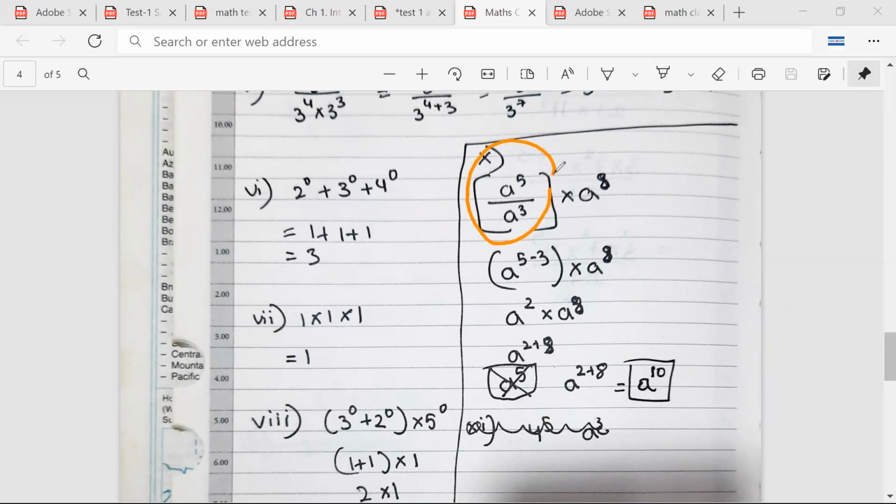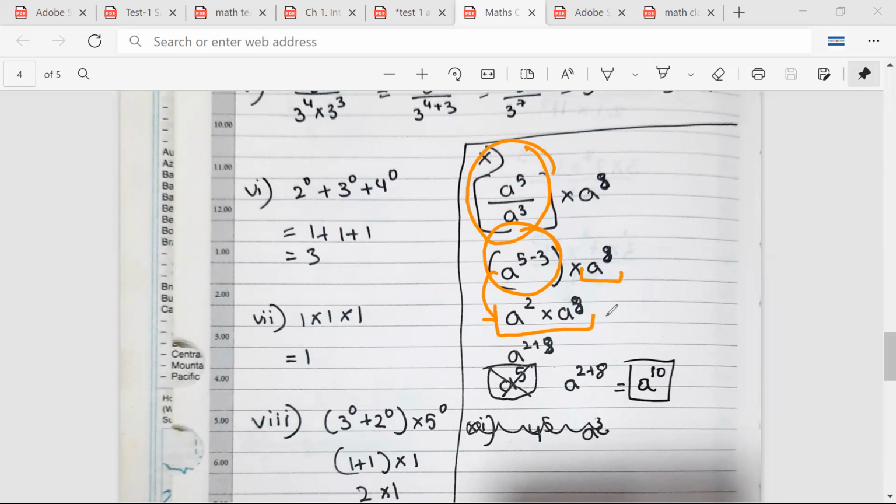So first I'll solve this. This is what Sanvi has done. Any doubt at this time? When I solve this, this is the answer that I get. Any doubt about this step?